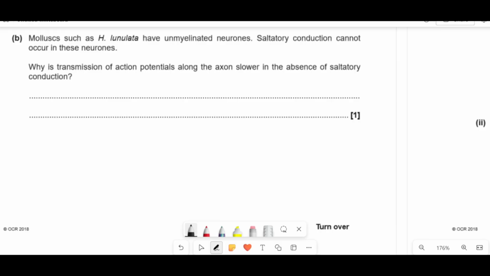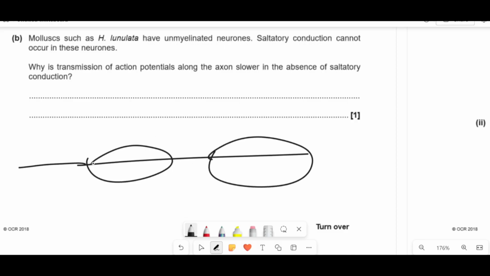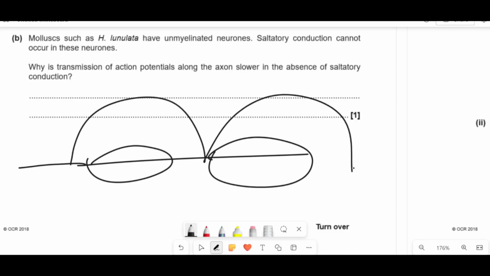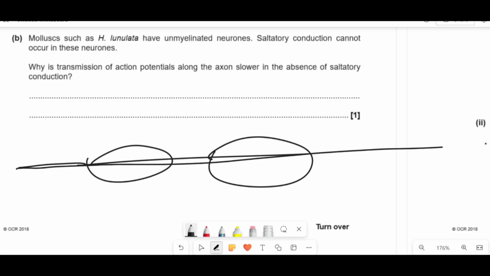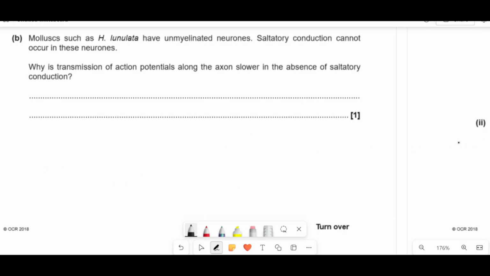There you go. Then mollusks containing this have unmyelinated neurons. Saltatory conduction cannot occur in these. Why is transmission of action potentials slower in this? When you have a myelinated neuron, here's your myelin, there's that, right? We've got these bits of unmyelinated patches here, so it jumps from there to there. It's faster than going through the whole thing like this. There's no nodes to jump. That saltation is jumping bit by bit like that.